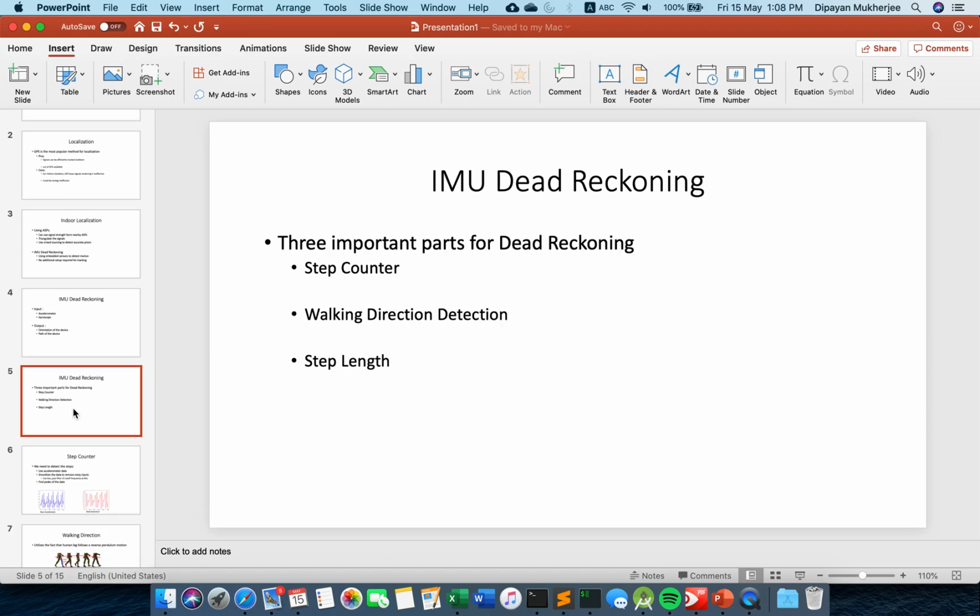What are the three important steps of IMU dead reckoning? It's step counter, walking direction detection, and step length. The step counter tells us when we are taking steps, and if we are moving or not. The walking direction detection tells us, when we are moving, what direction we are following. And the step length enables us to know how far we are moving in a single step, though this could be replaced with a fixed length because human steps generally tend to be of fixed size.